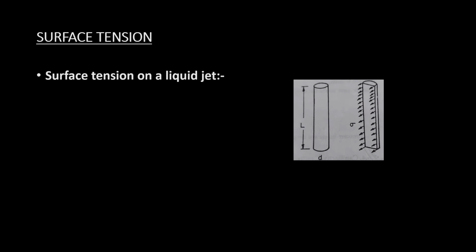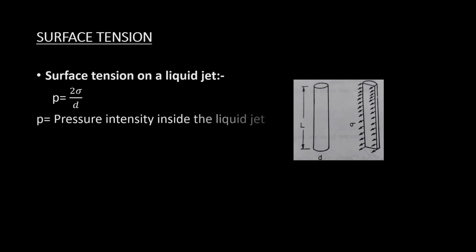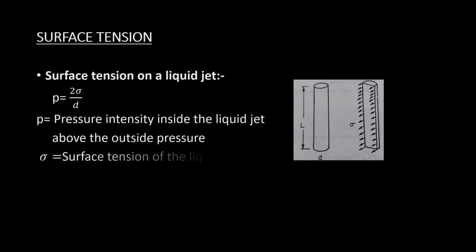Surface tension on a liquid jet. Small p is equal to 2 sigma divided by small d, where small p is equal to pressure intensity inside the liquid jet above the outside pressure, and sigma is equal to surface tension of the liquid.